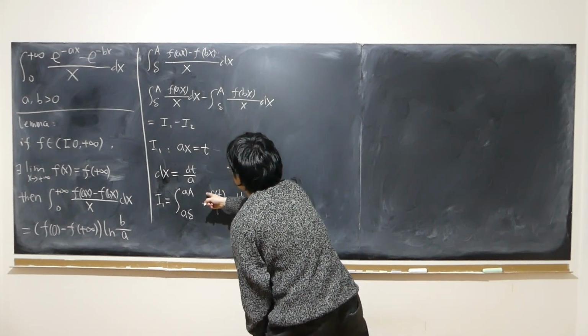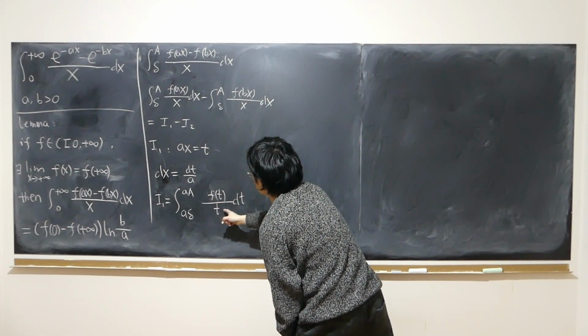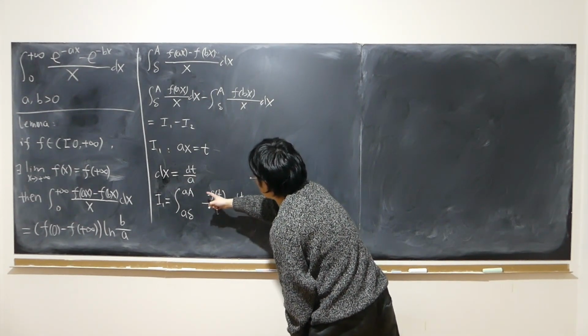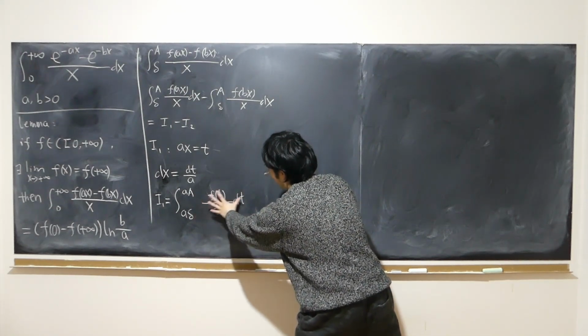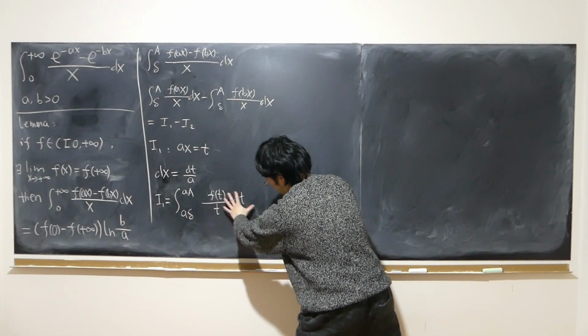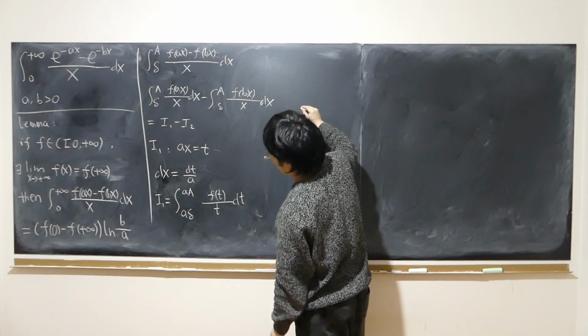Because dx becomes dt over a, the a on the top and the over a just cancel out. So I have 1, and this is what I have exactly. So no more a's in this integrand. This is neat.